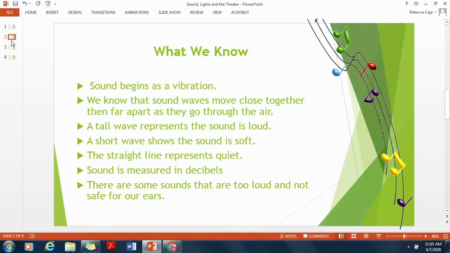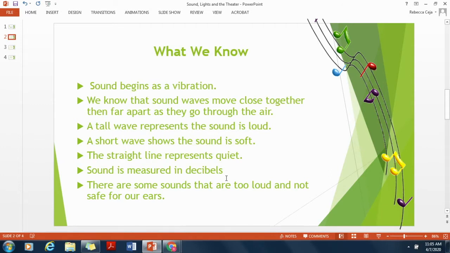And there was constantly this straight line in all of the waves that we saw. And that straight line represented what? What did the straight line represent? Quiet, silence. That's absolutely correct. And then sound is measured in decibels. So that's the increments. That's how we measure how loud or how quiet something is.